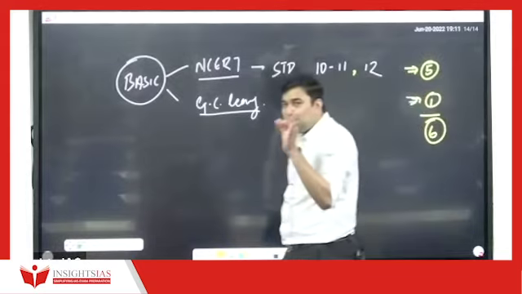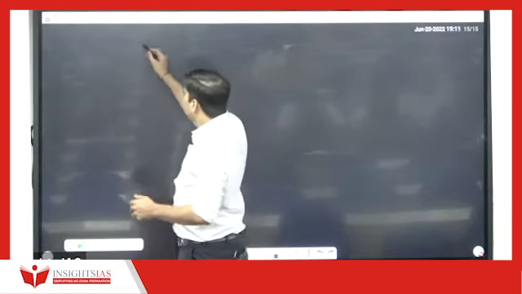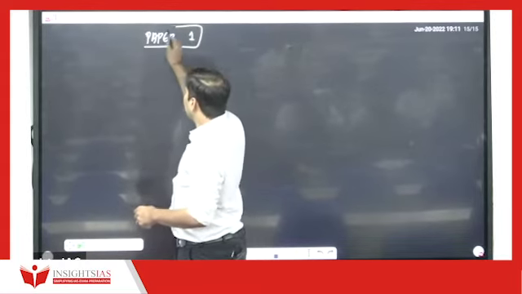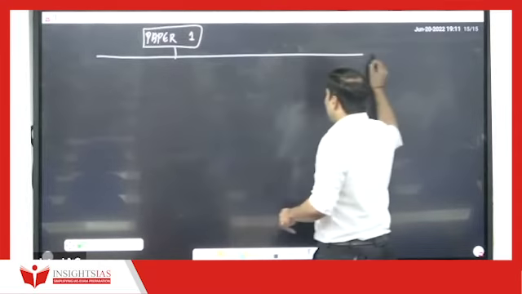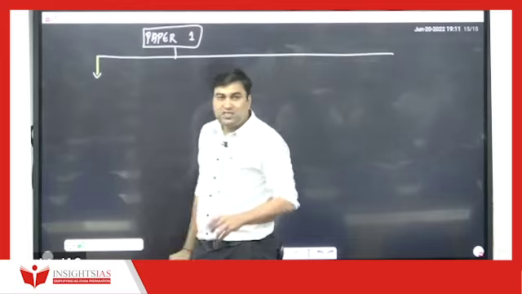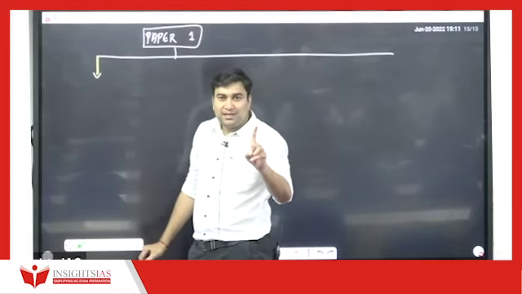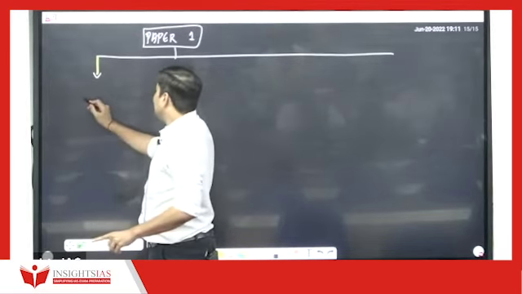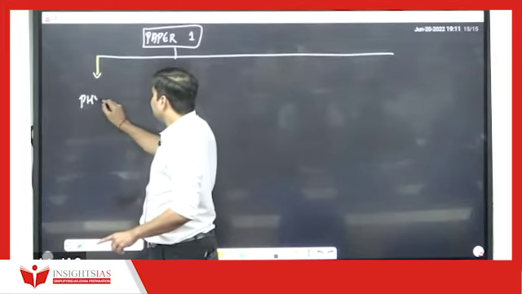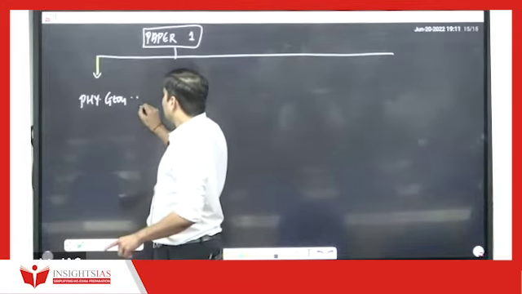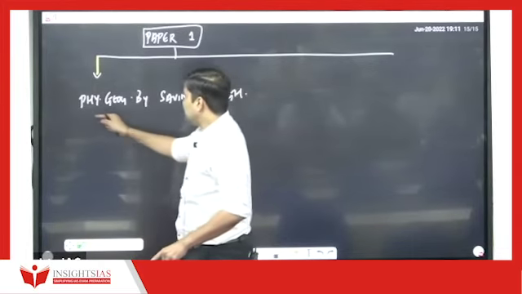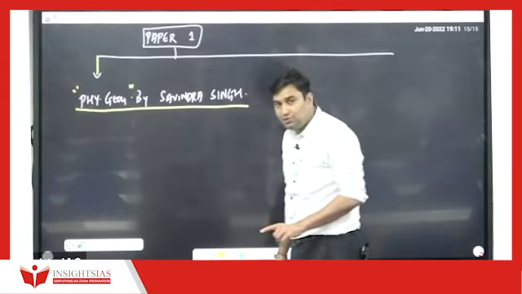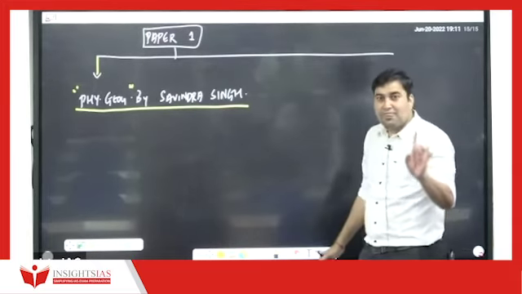After this come the important books for our optional syllabus. That is paper 1 and paper 2. In paper 1, what was the first part? What was Part A? Physical geography. For physical geography, the base or essential book is basically Physical Geography by Savindra Singh. This is the most essential book and this is the compulsory book that you have to take and read.